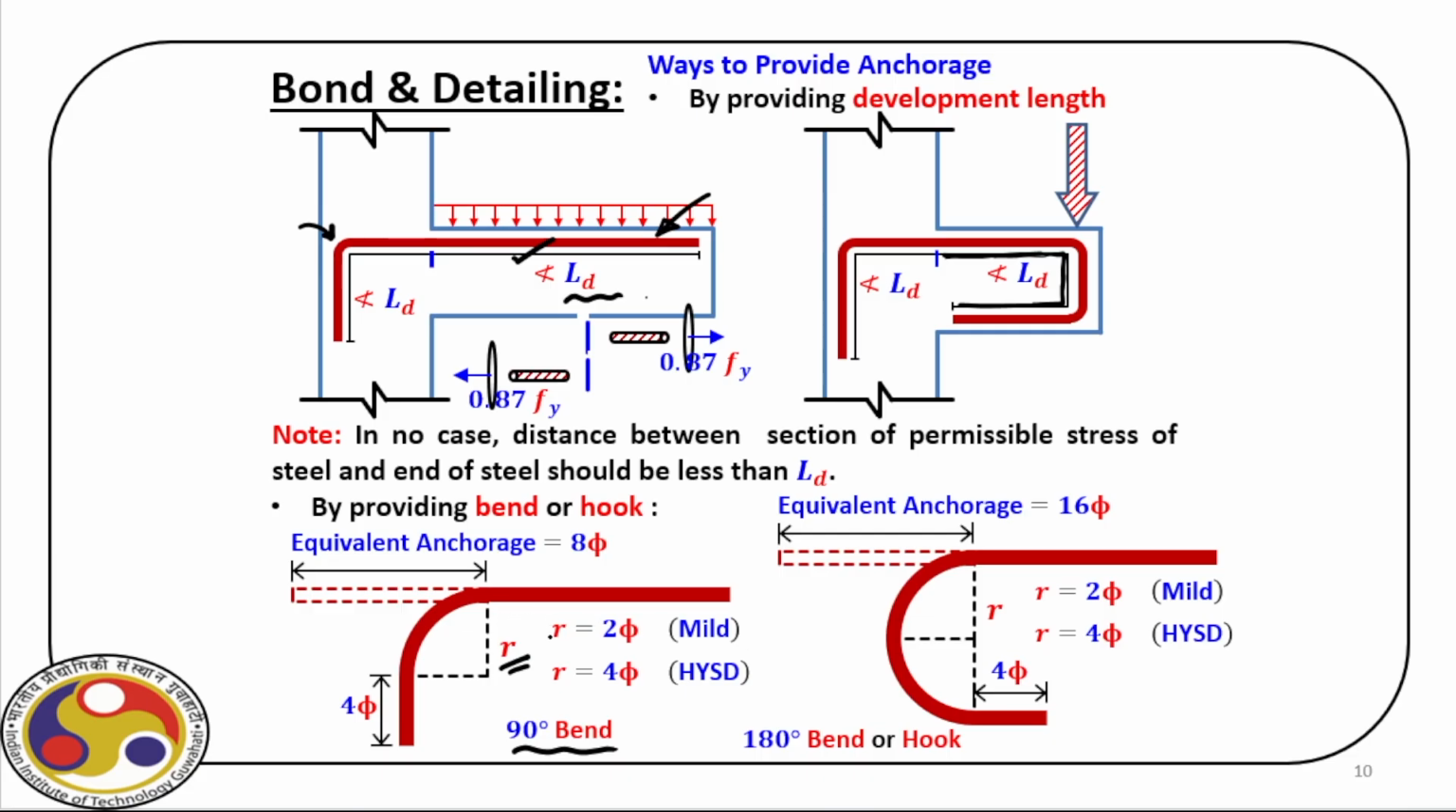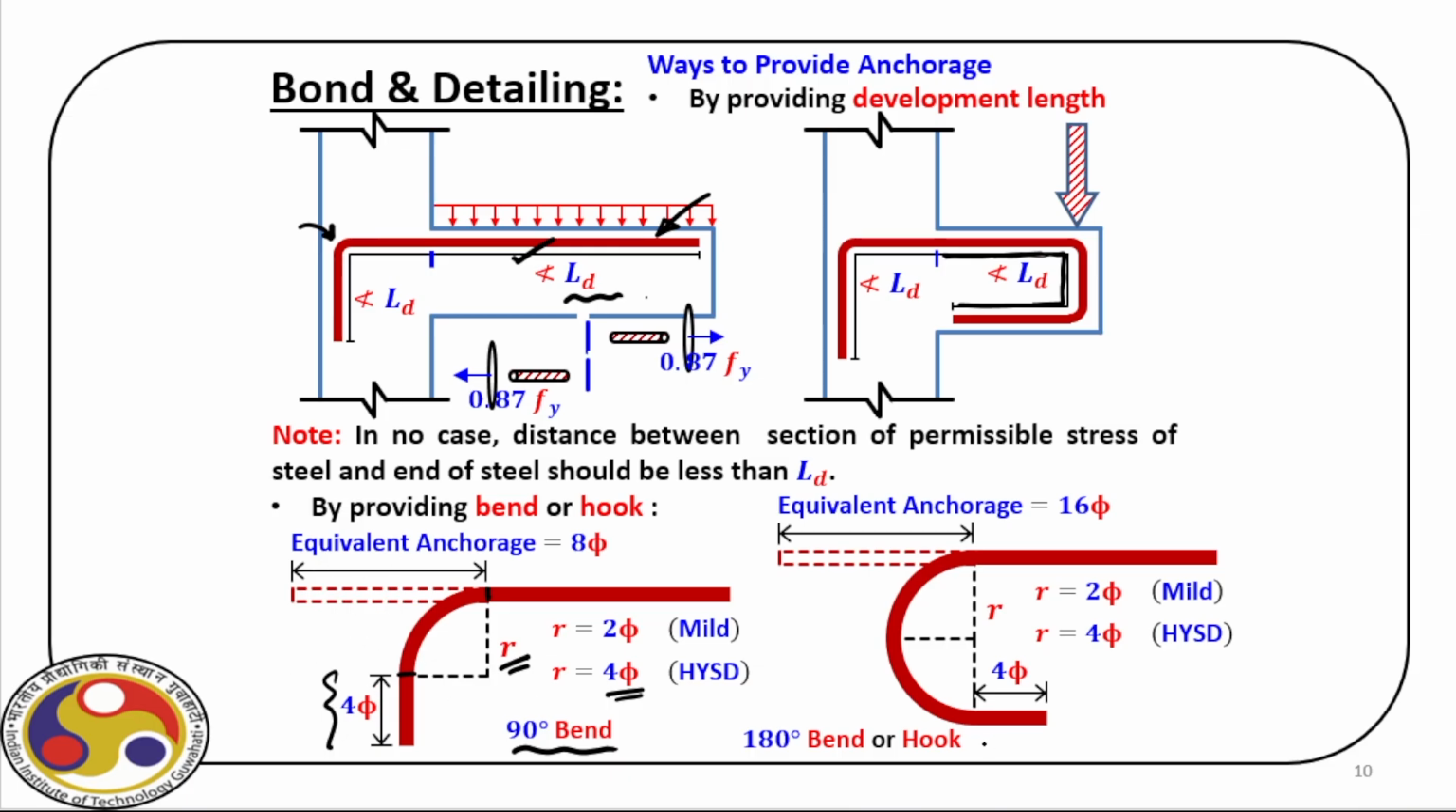Now, for mild steel, this R is twice phi, where phi is the diameter of the bar, and for HYSD, this R is 4 times the diameter of the bar. That means for an HYSD bar, the size of this bend will be bigger because R is more, which is 4 phi. From this geometry, from this point we start the bend, at this location we come to the 90 degree bend, and beyond that we have to provide another 4 phi to develop sufficient anchorage.